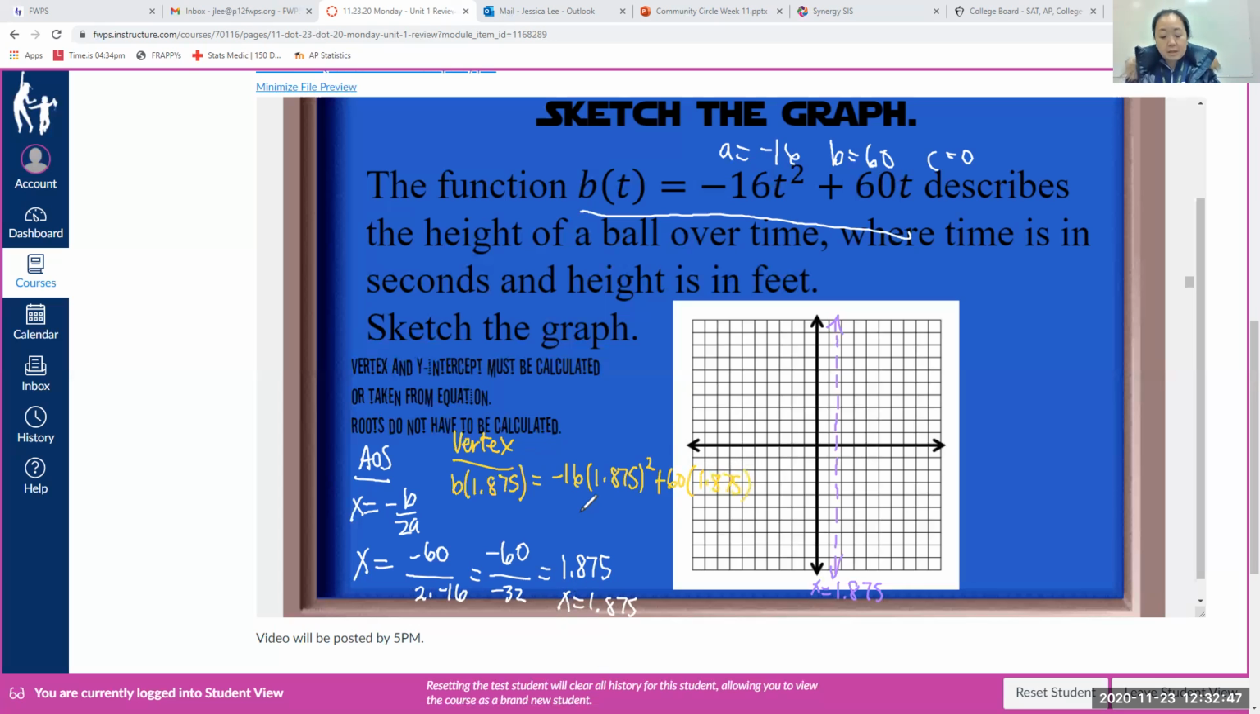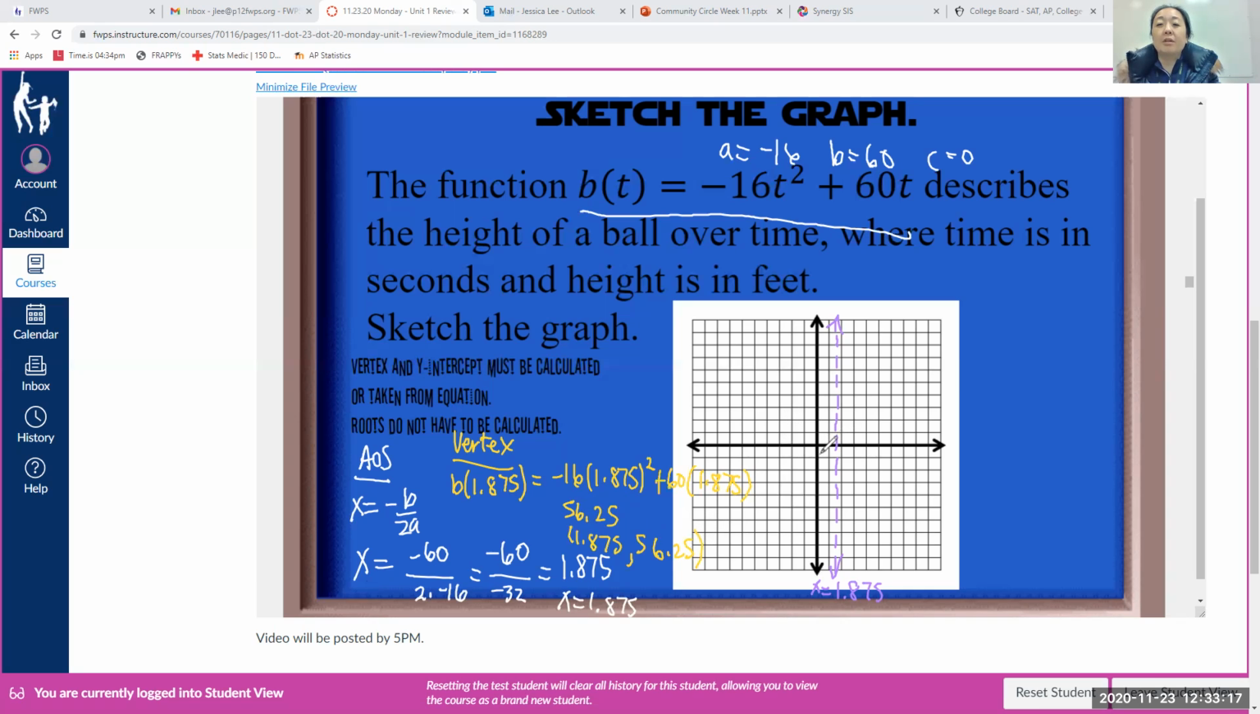All right, use your calculator. We're going to go negative 16 times 1.875 squared plus 60 times 1.875 in parentheses. Oh, 56.25. Not terrible. So we get 56.25. All right, so our vertex is going to be 1.875 comma 56.25.